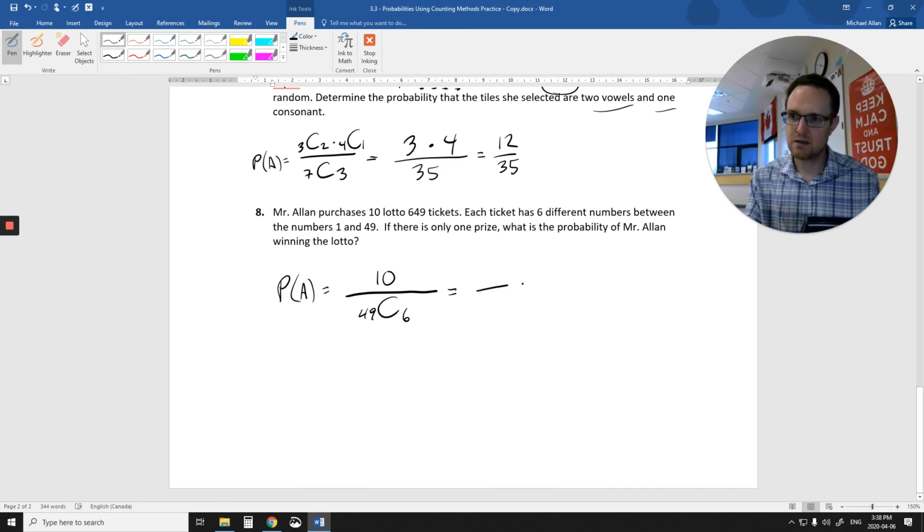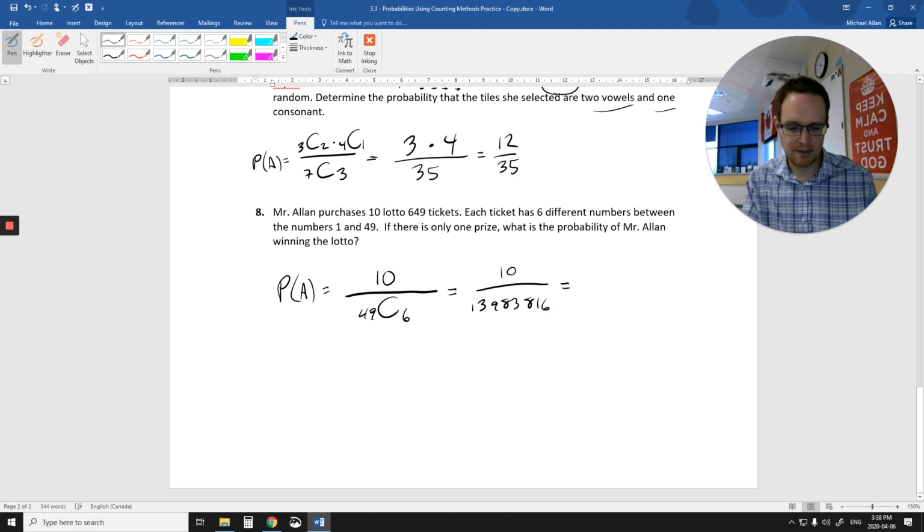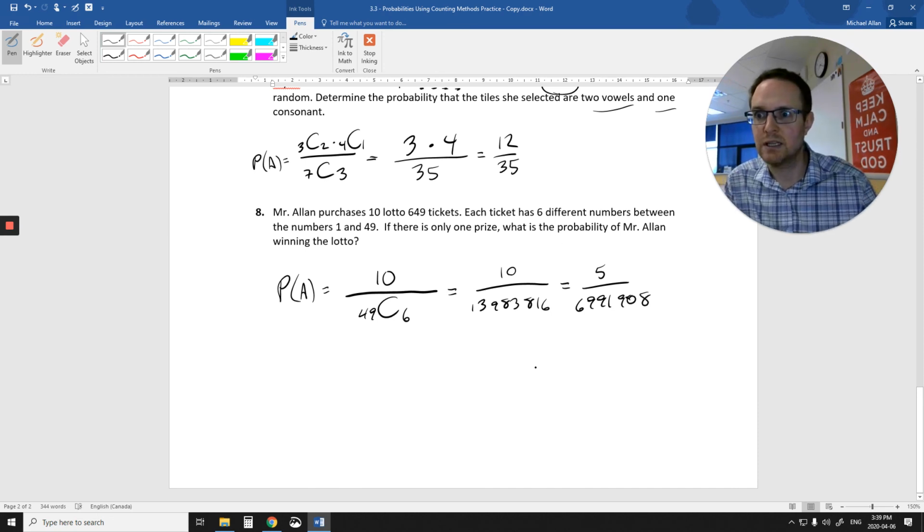What was it? 13,983,816. So I have a 10 in this number up here. Can't divide it by 5, but you definitely can divide it by 2. So I'm just going to divide these numbers by 2 here. So 5 in 6.9 million chance of winning. Oh, I like those odds. I'm going to win. Probably not.